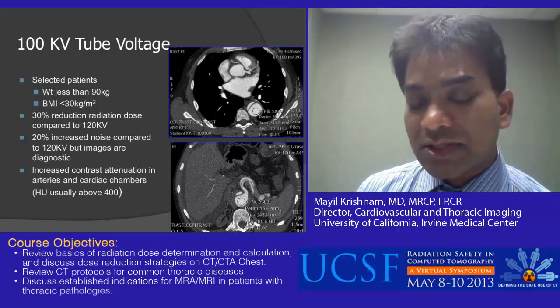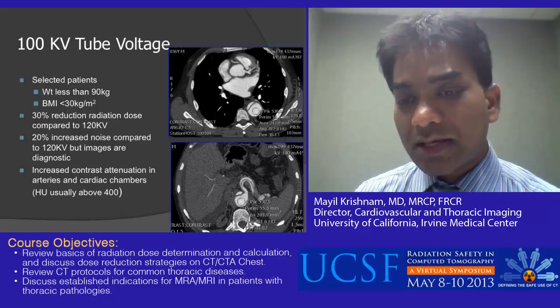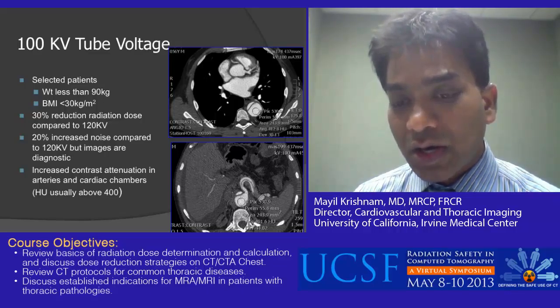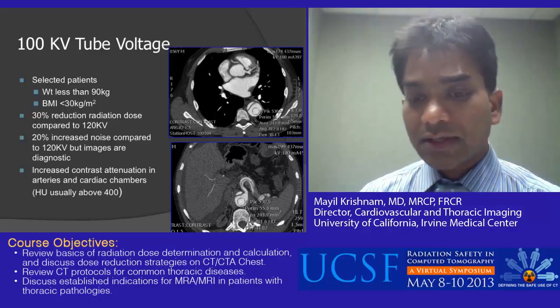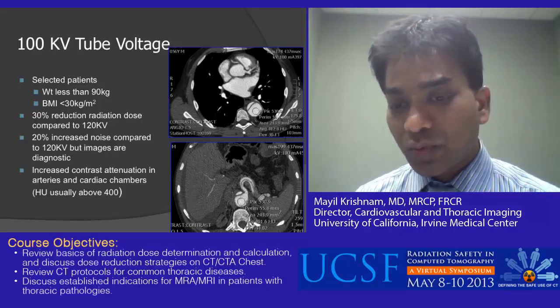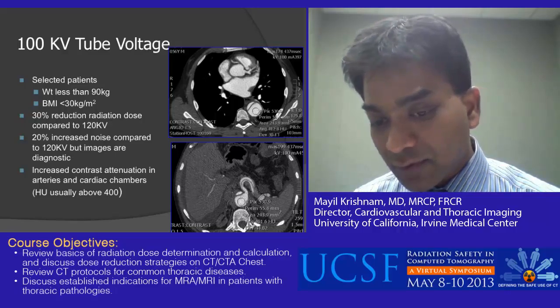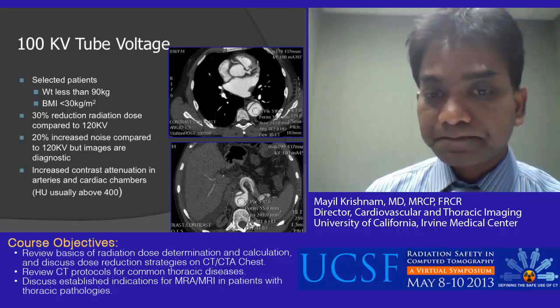These are sample images of a patient with dissection of the aorta, and we used a 100 kV technique as you see here, and the Hounsfield unit is greater than 400. Average is 412 on the top image, and the bottom image shows 401.6 Hounsfield units. Next slide.